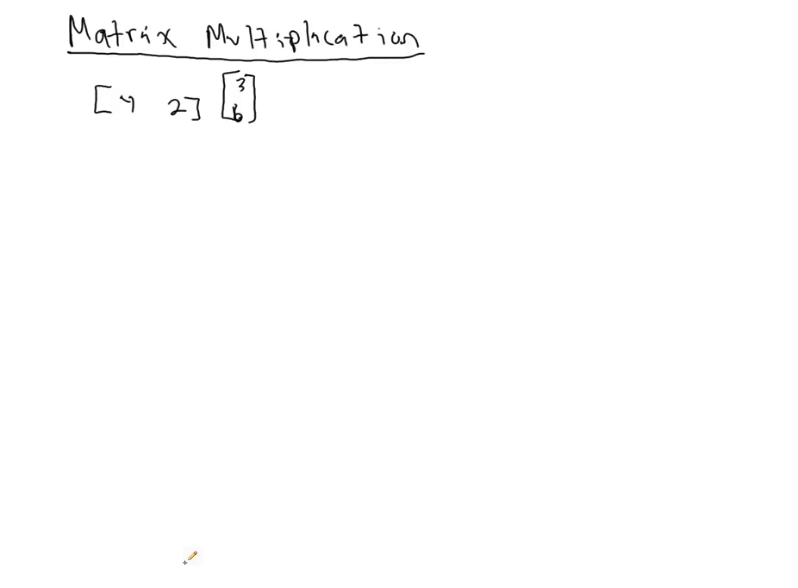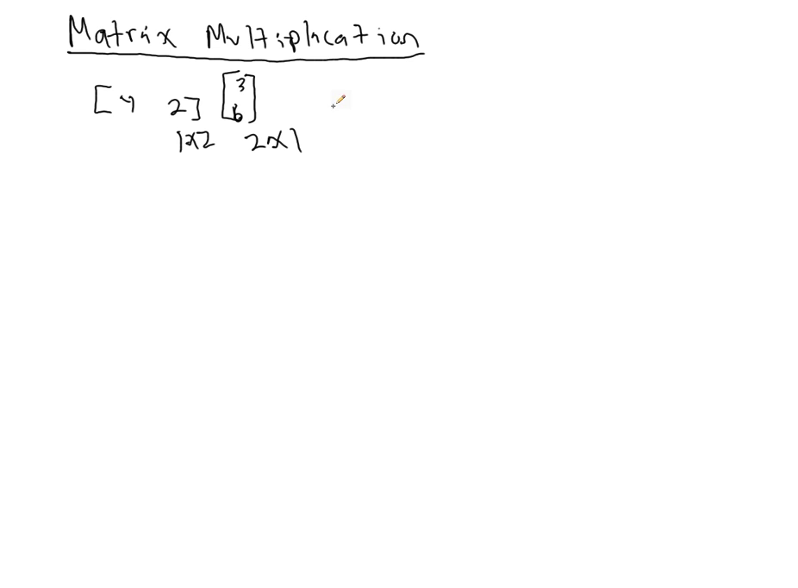In this video, we're going to briefly discuss matrix multiplication. So matrix multiplication involves, as the name suggests, multiplying two matrices together. You'll notice the ones I have here: this is one row, two columns, so it's a 1 by 2 matrix. This one has two rows, one column, so it's a 2 by 1 matrix.